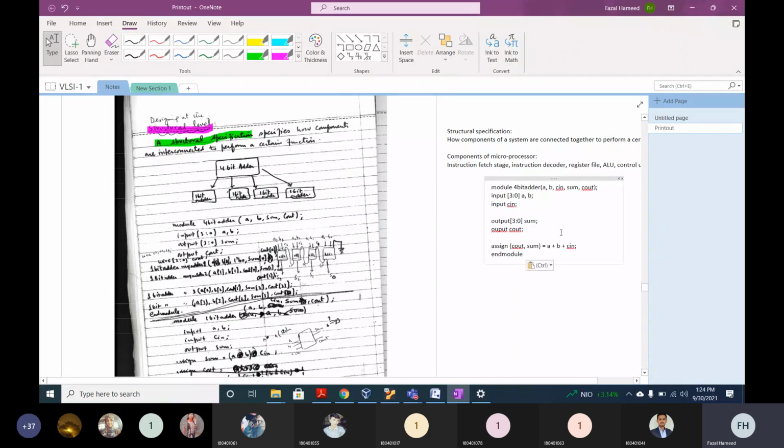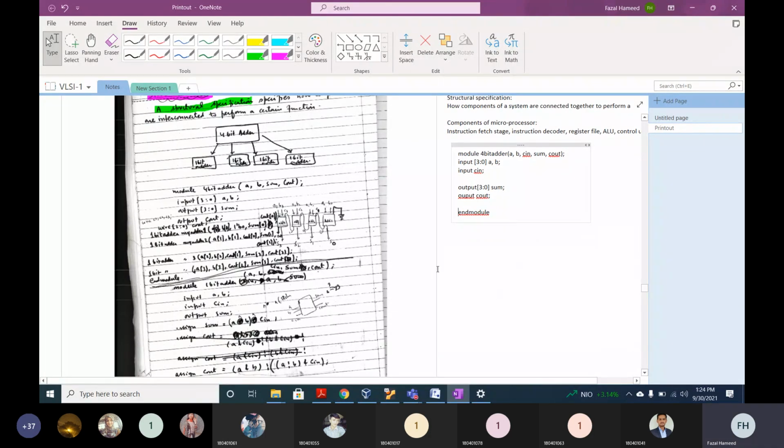If you have this code, now we have the 1-bit adder, and the module 4-bit adder. We have the same 4-bit adder with A, B, C in, sum and C out. Now this code, we have removed. This was the behavioral description. Now we have to write a new code for the same 4-bit adder, so I am copying this code.